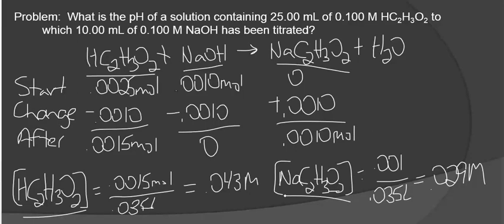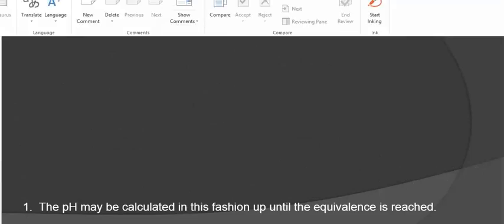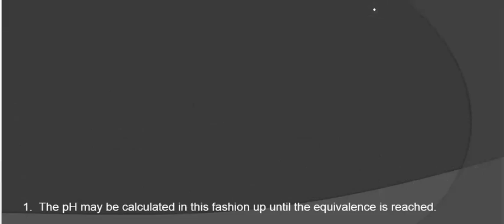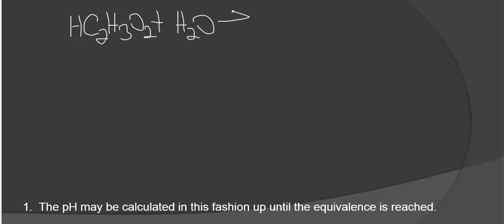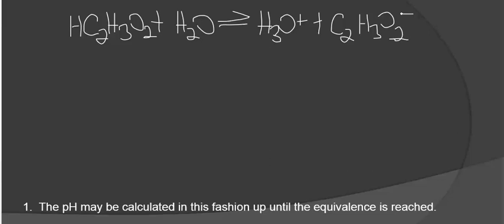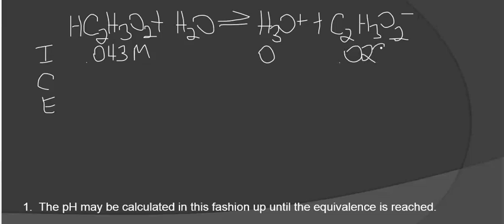What I have is a weak acid plus the salt of the weak acid, so I have a buffer solution. And in a buffer solution, when we're doing ICE box, we use concentrations. So we have acetic acid reacting with water to form H3O and acetate. Initial, change, after: 0.043. We solve for the concentration of the acid, H3O is 0, and acetate comes from the sodium acetate, 0.029 molar.